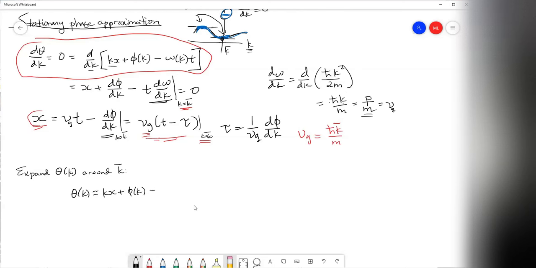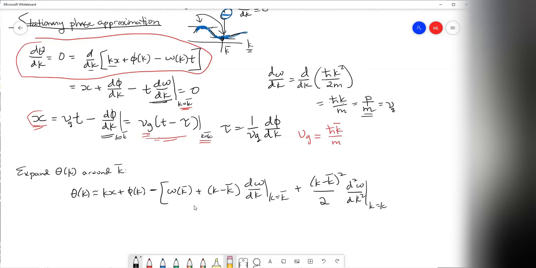How we do that is we just do the Taylor series: omega of k bar, that's the 0th order term, plus k minus k bar, d omega dk, evaluated at k equals k bar. And then we can do a higher order term, the 2nd order Taylor series term, which is k minus k bar squared over 2, d squared omega dk squared, evaluated at k equals k bar. And so on. And all of this is times t.